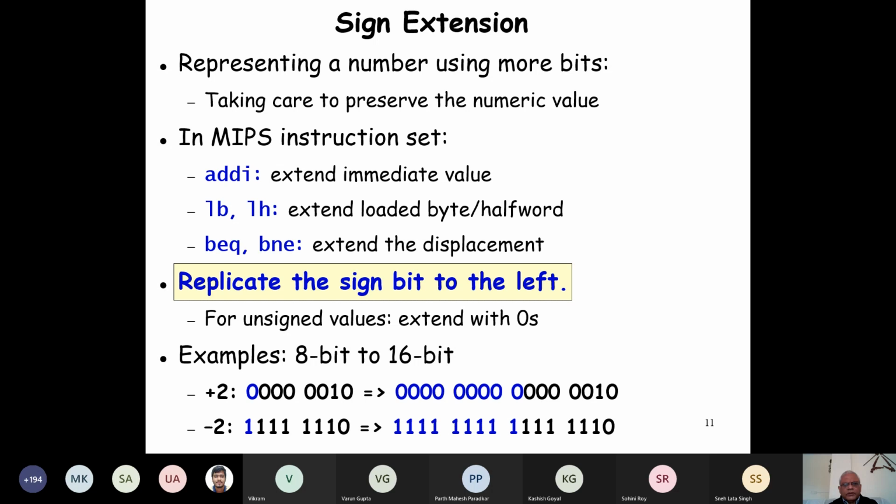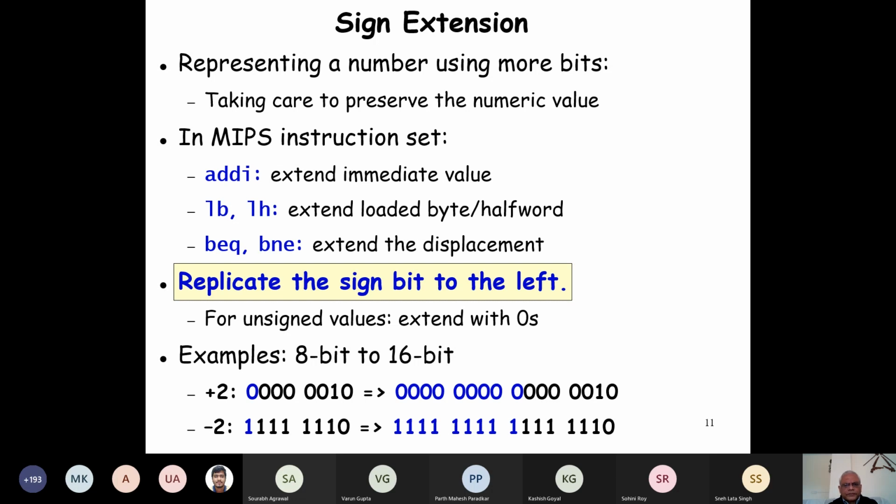There are many places where we will be doing this, where we will be upgrading a small sized number, 16 bit or 26 bit and so on, into 32 bit: in add immediate, in load byte, load half word, branch equal to, branch not equal to. In all these we give small constants as operands, and we want to upgrade that into a 32-bit representation.